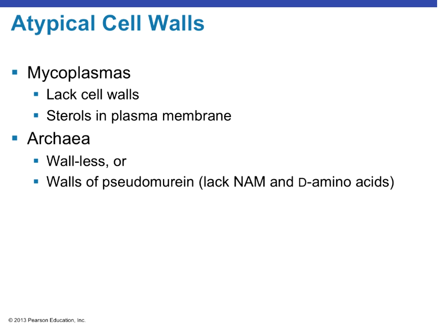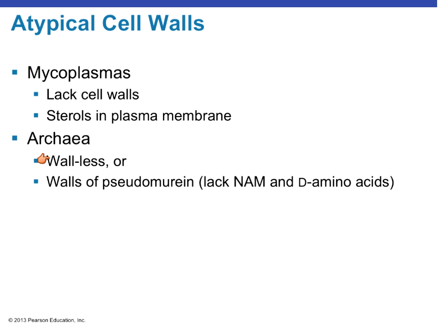We also have not only acid-fast staining cell walls that are atypical cell walls, we have mycoplasmas, which don't have a cell wall. They have sterols in the plasma membrane that allow it to maintain its integrity. And then that whole domain of archaea are either wall-less or have what we call walls made of pseudomurein, which is not quite N-acetylmuramic acid because it's lacking that and it's lacking these D-amino acids.